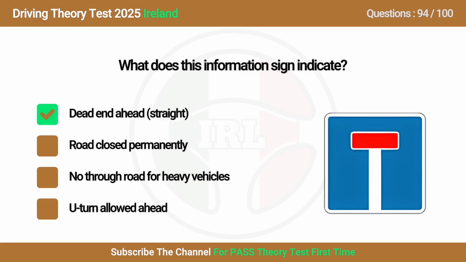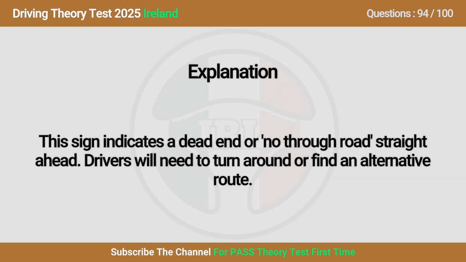Answer is A. Dead end ahead straight. This sign indicates a dead end or no through road straight ahead. Drivers will need to turn around or find an alternative route.